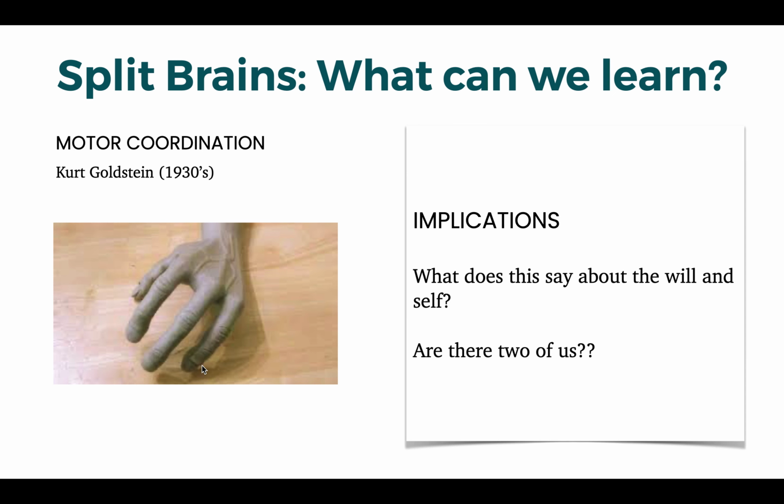So what does this say? These are pretty good interaction topics, right? What does it say about the will? What does it say about the self? Are there two of us? Do we even need the other half of our brain?